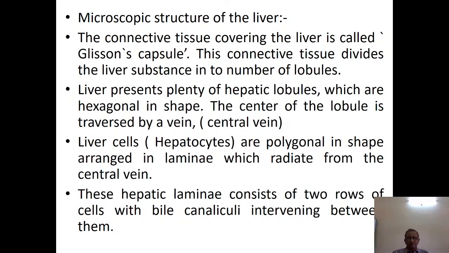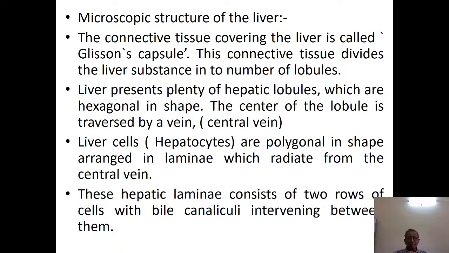Microscopic structure of the liver. The connective tissue covering of the liver is called Glisson's capsule. Connective tissue divides the liver substance into a number of lobules. So there is a connective tissue covering over the liver, which we are calling Glisson's capsule. It is made up of pure connective tissue, and then this is going deep into the substance of the liver, thereby dividing the liver into lobules.